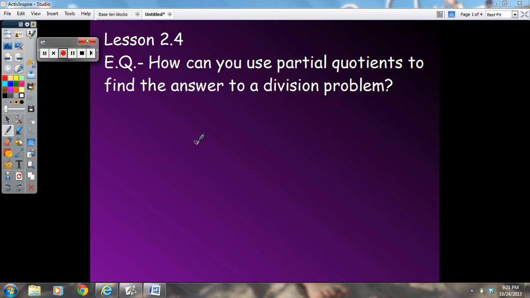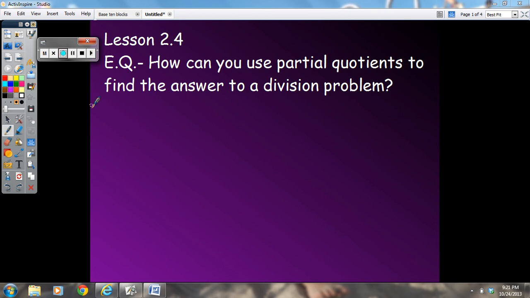Welcome, boys and girls. What we're going to do here in lesson 2.4 is figure out how you can use partial quotients to find the answer to a division problem. Now, this is probably a new concept for many of you, but as we go through these, you're going to start to see that the way we use these partial quotients, you might find it actually easier than when we use our standard division algorithm.